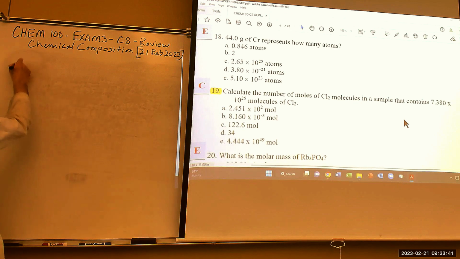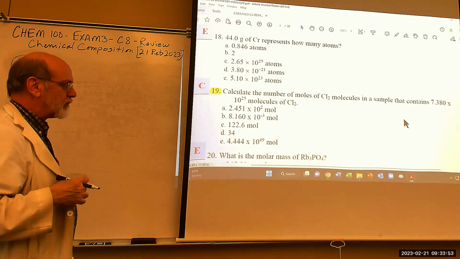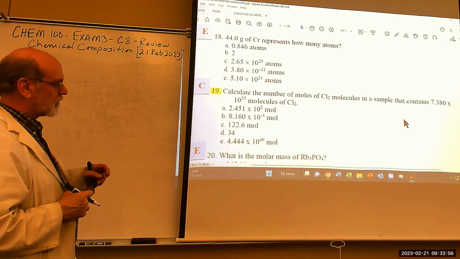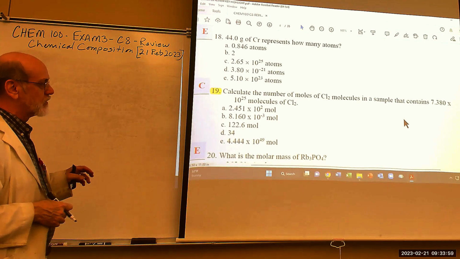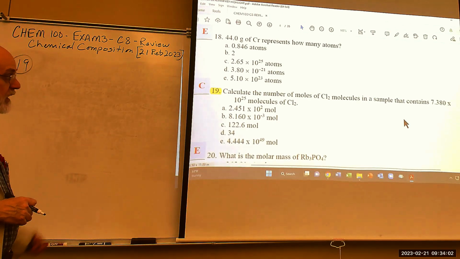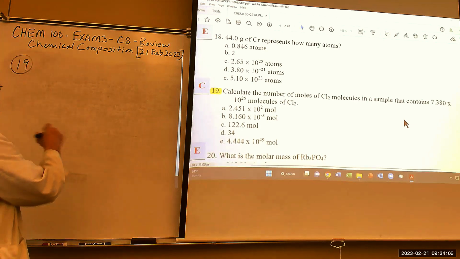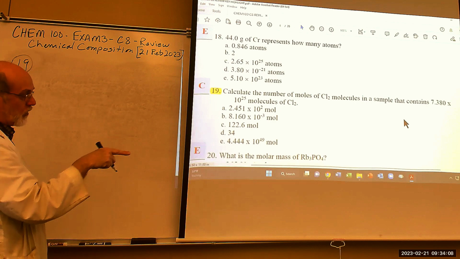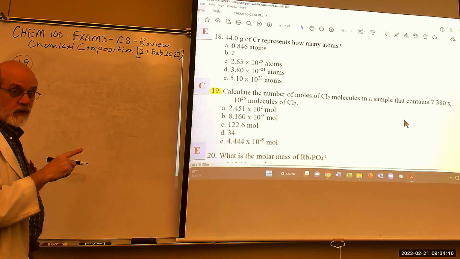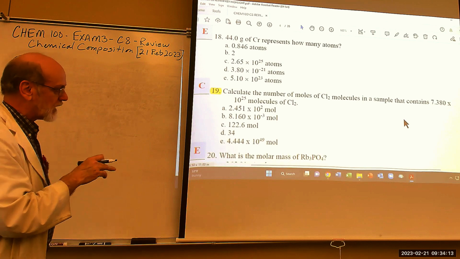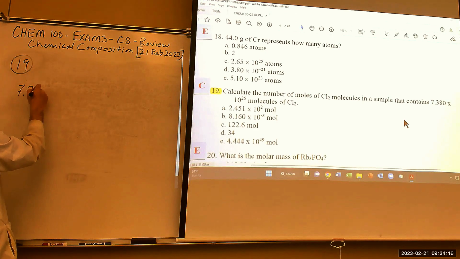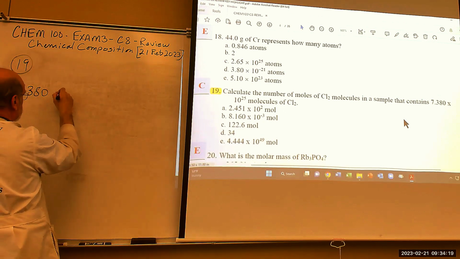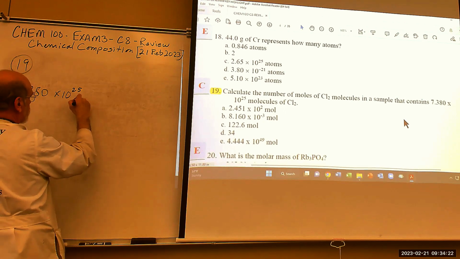Let's see, number 19. Calculate the number of moles of chlorine molecules in a sample that contains 7.380 times 10 to the 25th molecules. So we need to know how many moles of chlorine, Cl2, right? That's one of those diatomics. Our starting position is 7.380 times 10 to the 25th molecules.